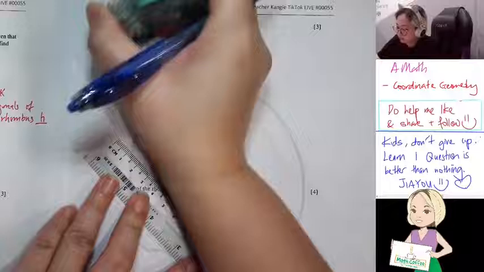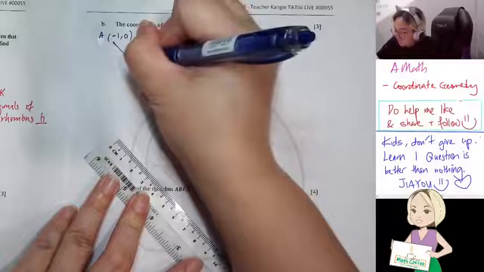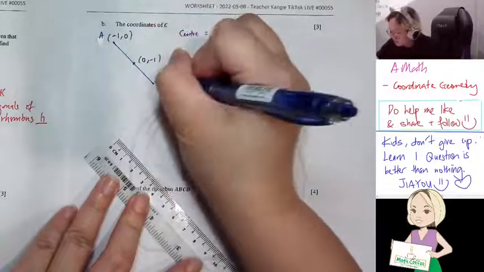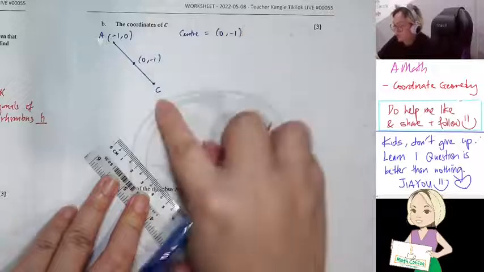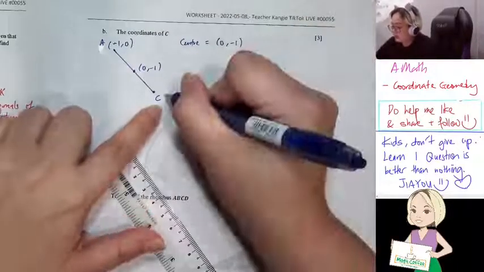The midpoint, which is the center, is (0, -1). This is point C. We are supposed to find this. So to find the midpoint is very easy. I'm going to let this be (A, B).